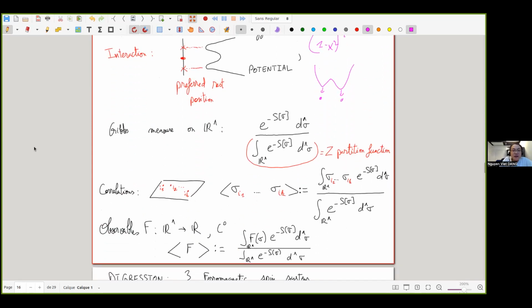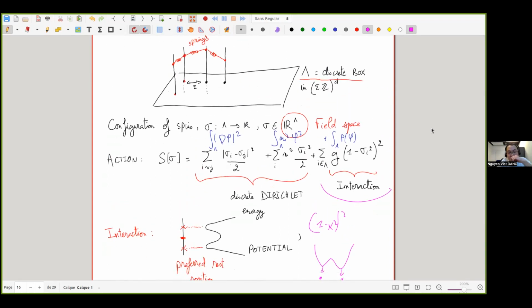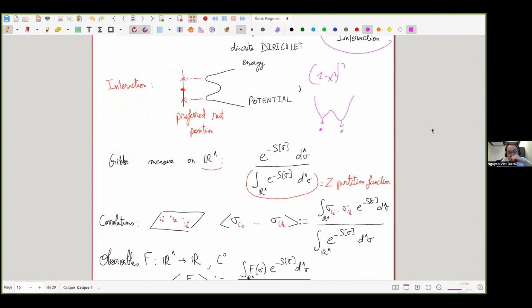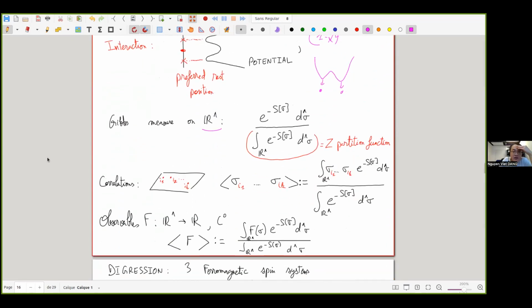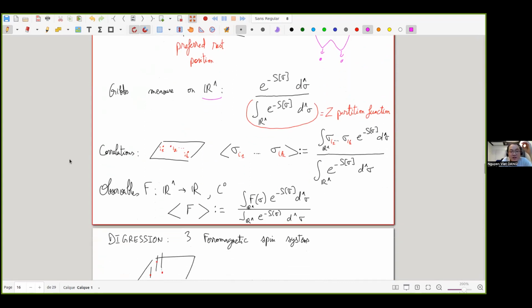So now you consider the Gibbs measure on R to the power Lambda. R to the power Lambda is the configuration space of your spin ensemble; in QFT it's going to be the field space. Here you are in finite dimension, so it's well defined. It's given by exponential of minus the action times the Lebesgue measure on R^Lambda, divided by the partition function. And as above, one of the basic quantities you want to define and then calculate are the correlation functions.